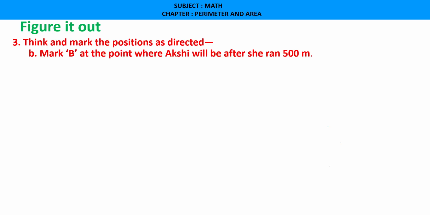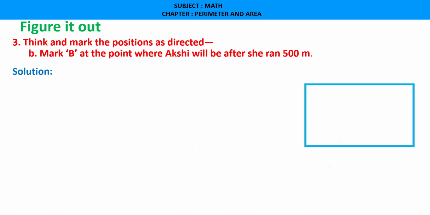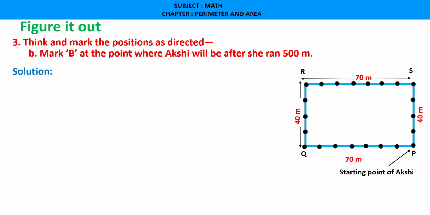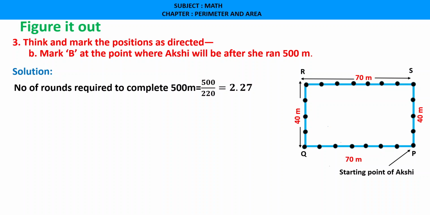Let us see subsection B. Mark B at the point where Akshi will be after she ran 500 meters. Now, in the same diagram, the starting point is P. The number of rounds required to complete 500 meters is 500 divided by 220, because for each round Akshi completes 220 meters, which we have seen by calculating the perimeter of the given rectangle. Therefore, she needs to complete 2 rounds plus some extra distance, nothing but 2.27 rounds.